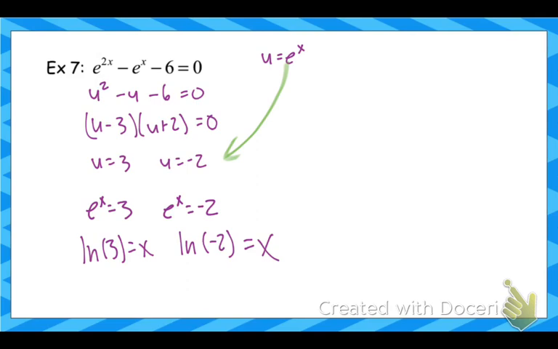Well, without even evaluating this with a calculator, we can tell there's an extraneous solution, because the natural log of negative 2 isn't going to happen. You can't take the log of a negative number. So my only solution here is the natural log of 3. Again, at this point, if you want that decimal, you can go ahead and get a calculator and plug it in, but that's it.